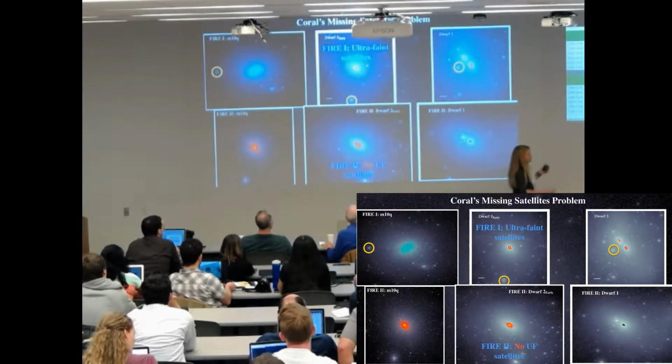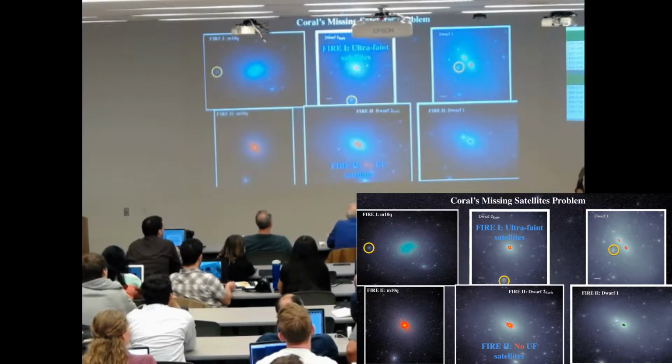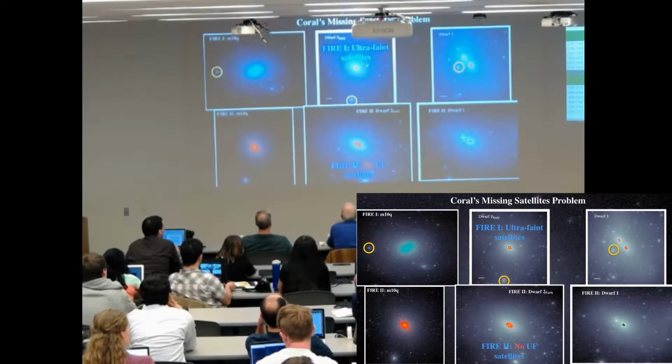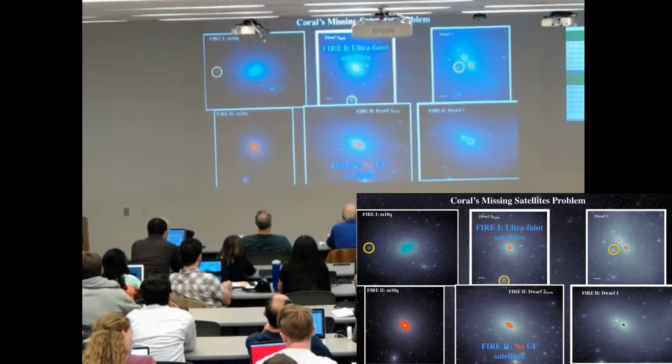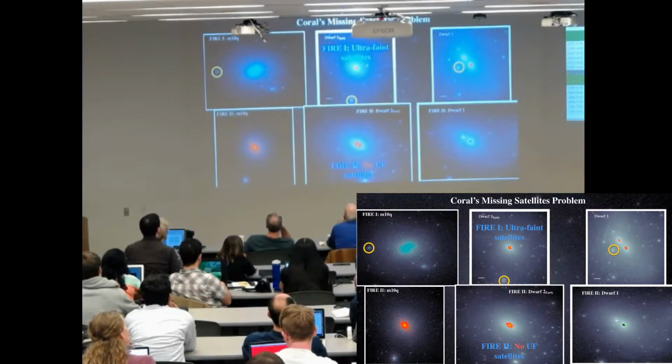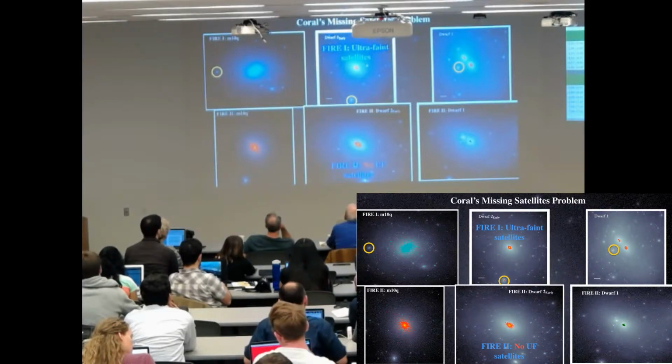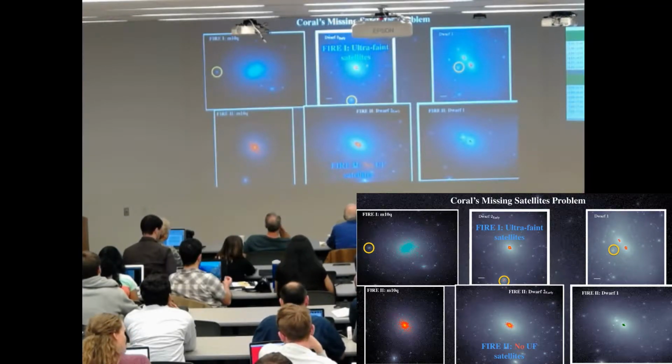For those of you that were here, you might recall I had noticed this surprising, concerning lack of ultra-faint satellites around isolated dwarf spheroidal simulations run with FIRE 2 when compared to FIRE 1. I'm part of the FIRE collaboration. These are standard resolution cosmological zoom-in simulations. At that time, only three dwarfs had been run with both FIRE 1 and FIRE 2. And in every single case, in FIRE 1 they had an ultra-faint satellite, and they did not in FIRE 2.